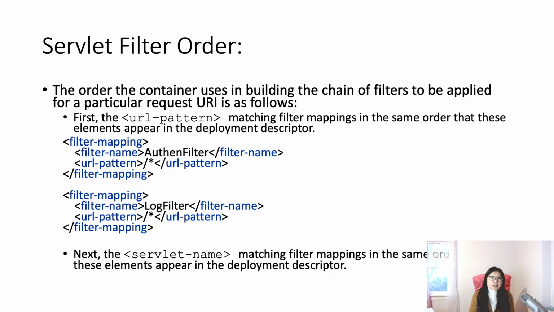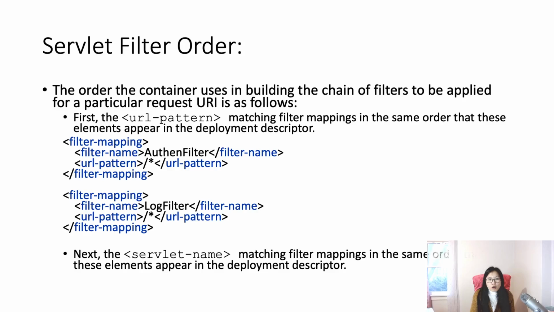Which one will be called first and which one second? There is a principle when applying filter chains, which is different from the servlet. A servlet only has one. Even though several URL patterns match, only one will be invoked to respond to the request. But with filters, all of the filters will be called, and there's going to be a chain.